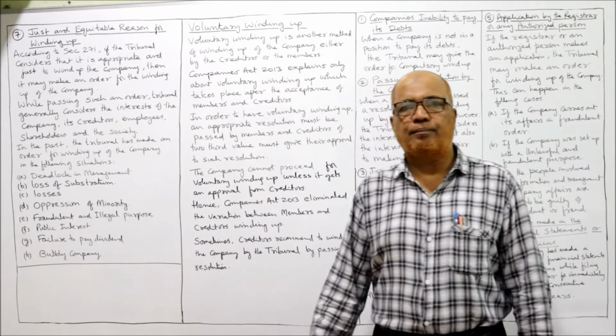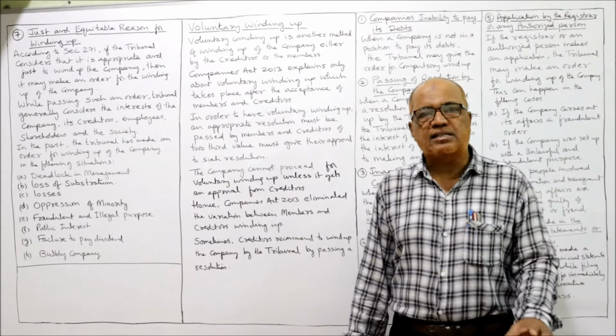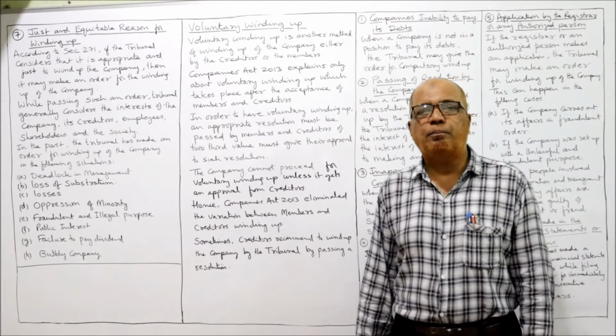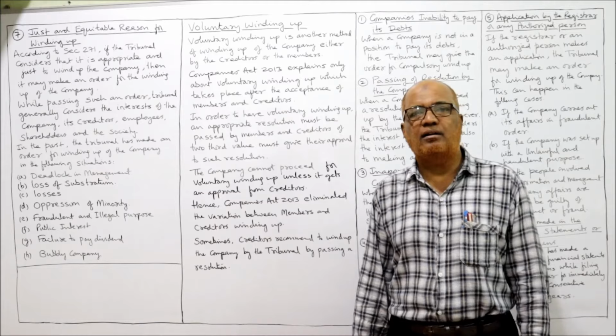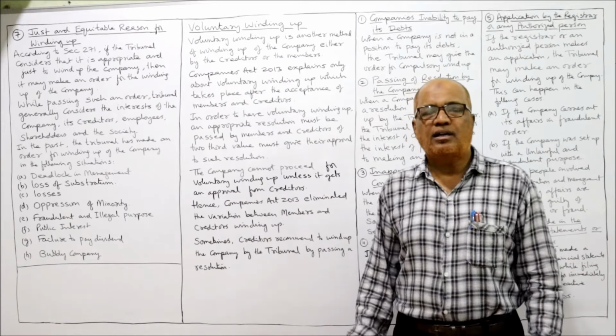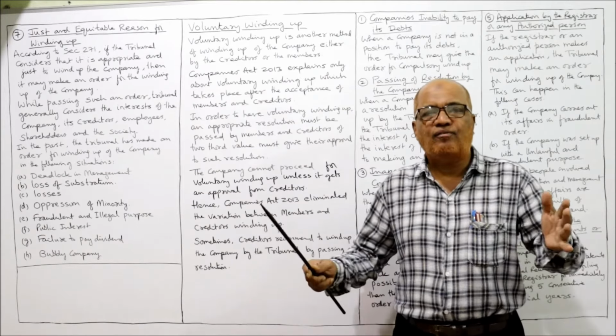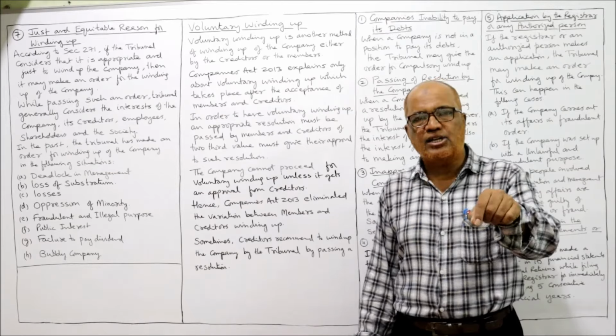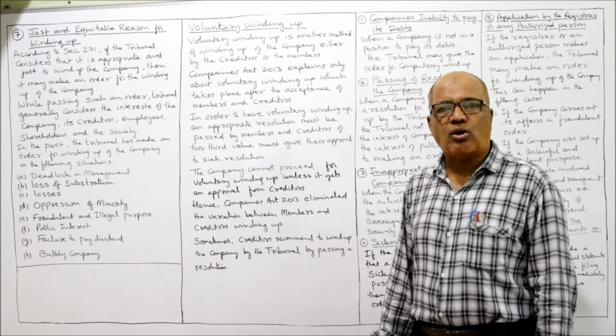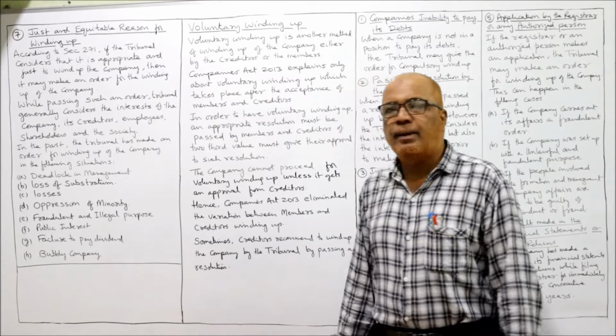Failure to pay dividend. If the tribunal thinks that the company is not paying regular dividend to the shareholders, and the shareholders' expectations are not fulfilled, then in that case also the tribunal may pass the order to wind up the company.